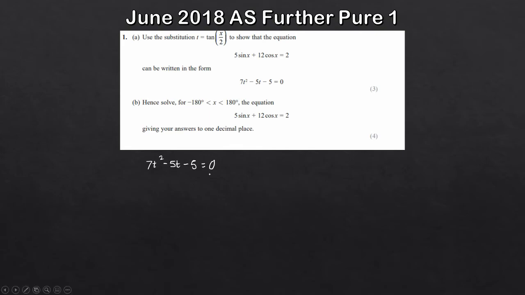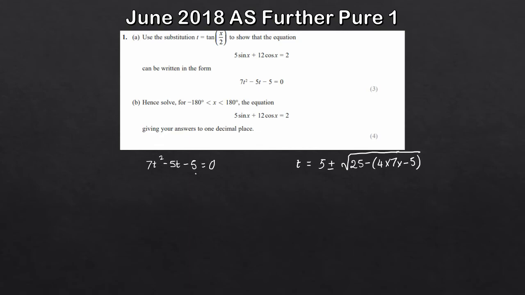Well, the unfortunate thing with this one is we can't factorise it. The good news is we get a bit of practice with a different method. You can complete the square or use the quadratic formula. The method I'm going to apply for this one is the quadratic formula. So t is equal to minus b, so that's minus minus 5, so we get 5, plus or minus, and this is just your GCSE maths, the square root of 25 minus 4 times 7 times minus 5.